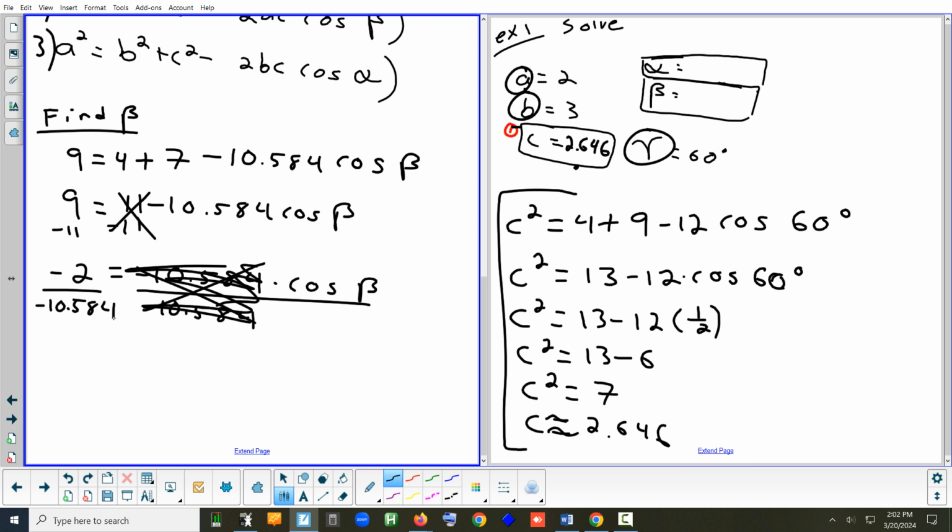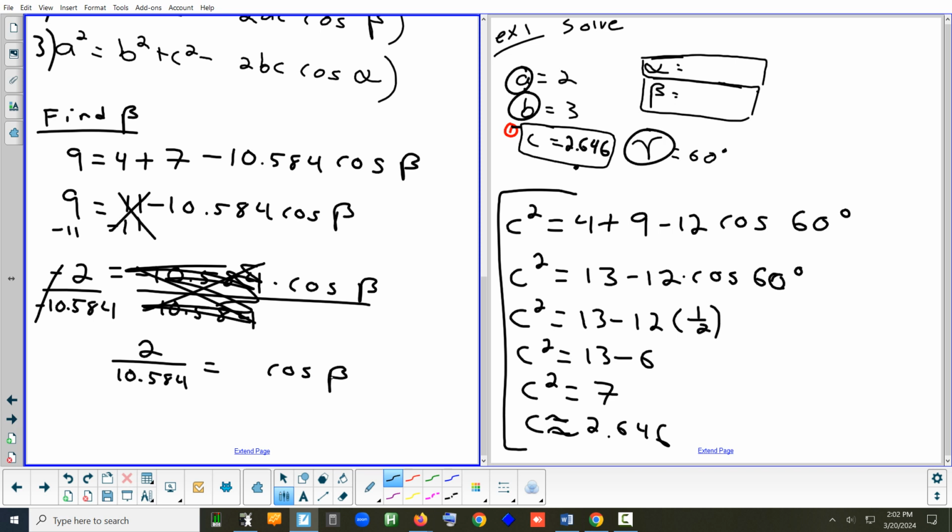Anything on the left that cancels? The negatives. Yeah, we could just cross those out. Don't even do that out. If you do that out and write a decimal, now you've already rounded it and you're rounding again. Just leave it. 2 divided by 10.584 equals the cosine of beta.